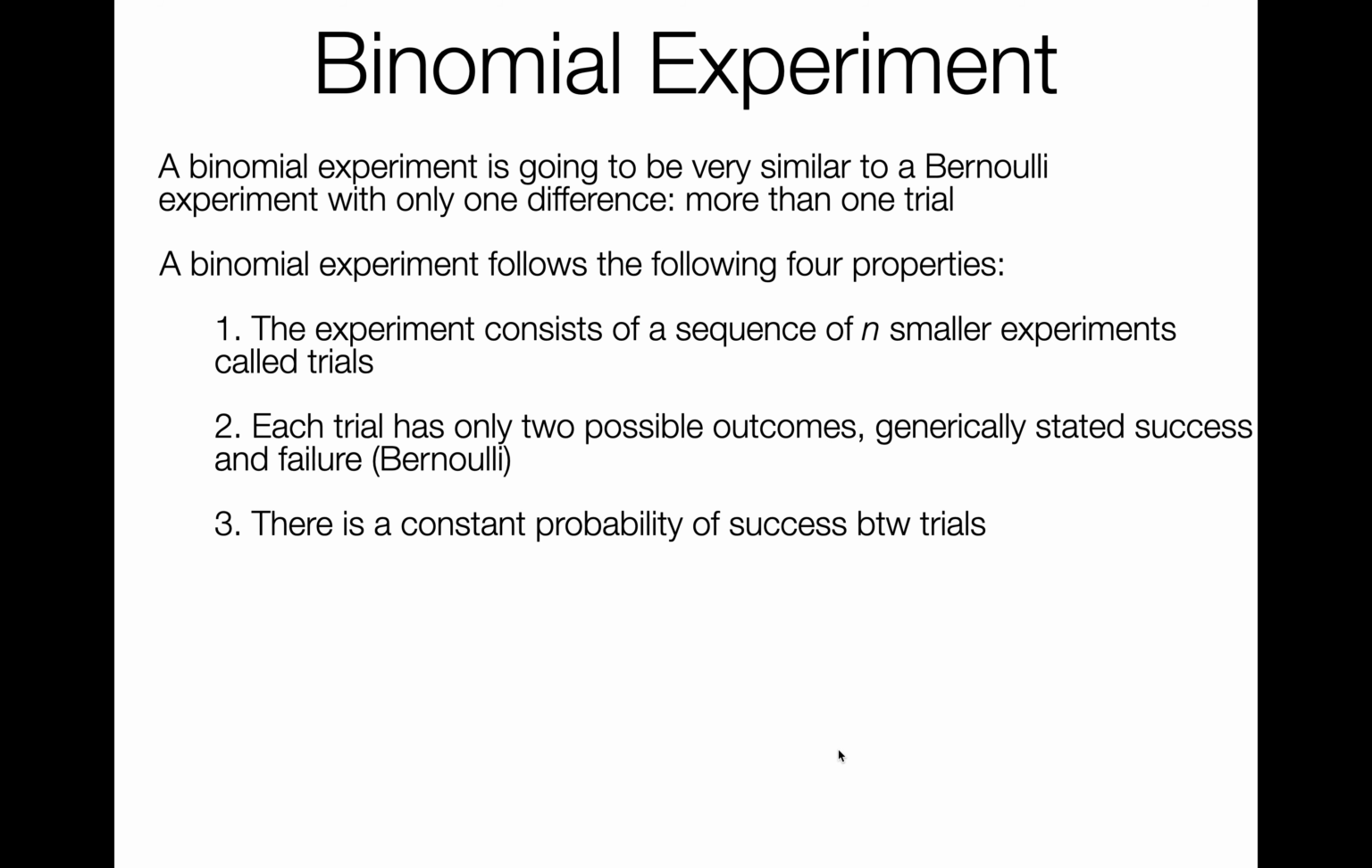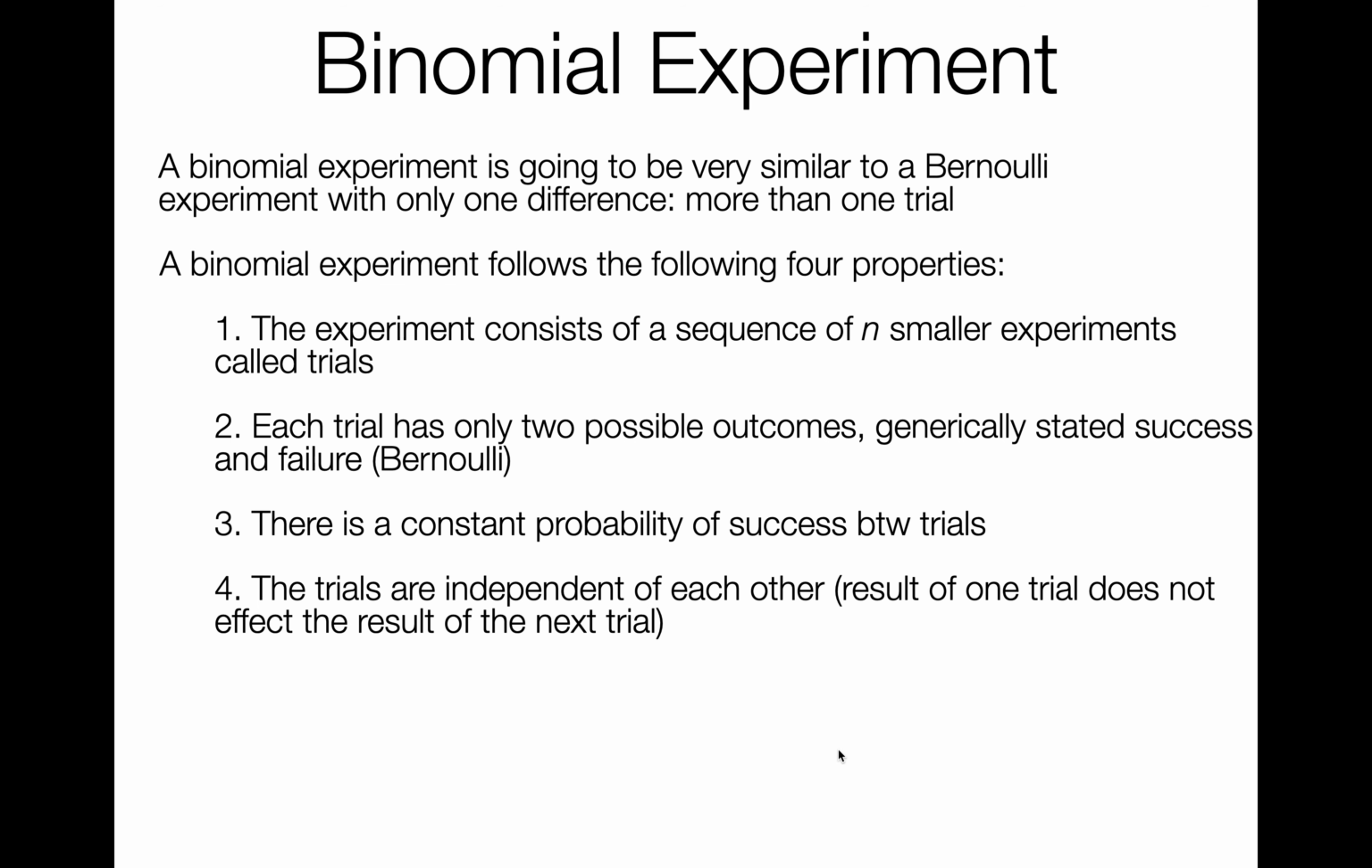Number 3 is that there's a constant probability of success between trials. Consider the most common example for Bernoulli trials, a coin flip. What this is saying is that each time you flip the coin, the probability that it lands heads is the same from trial to trial. The fourth assumption is that the trials are independent of each other, meaning that the result of one trial does not affect the result of the next one.